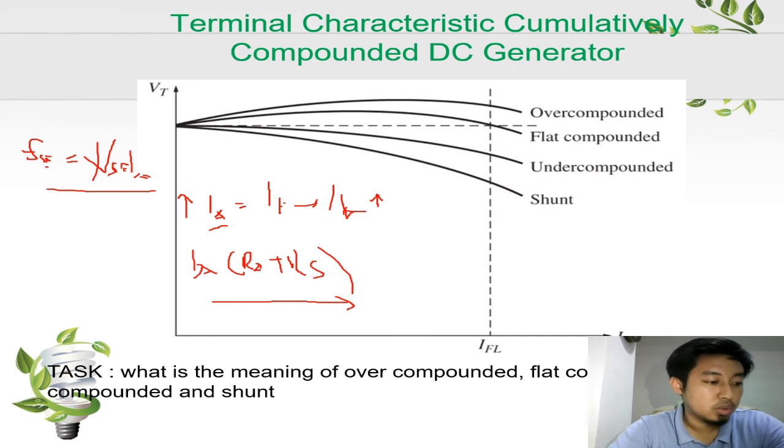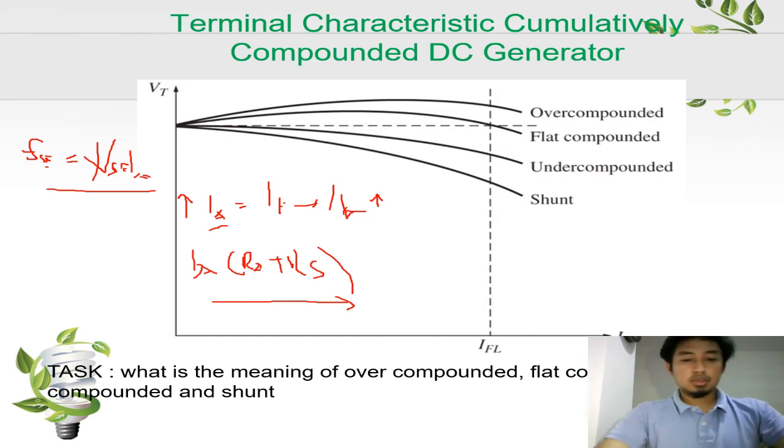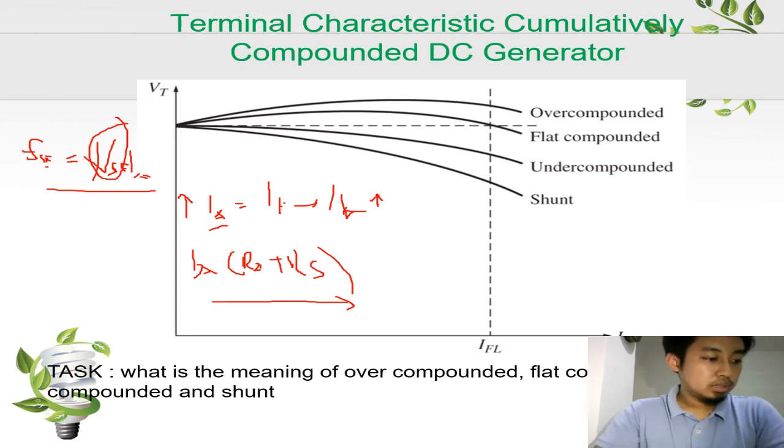There are two effects opposing each other. One tends to increase VT, and the other tends to decrease VT. So this is the relationship. This is the term for the series. So what happens to the characteristic here?